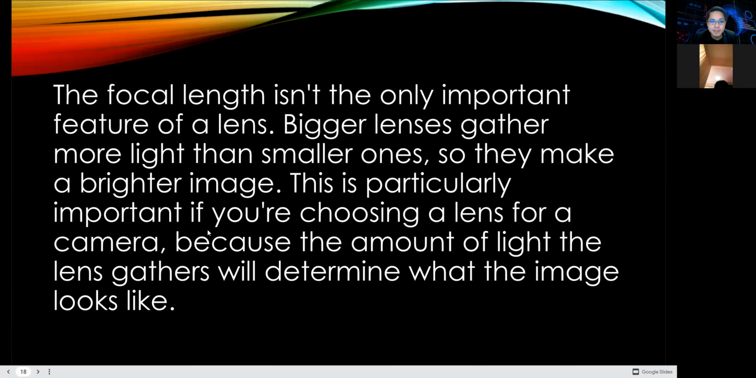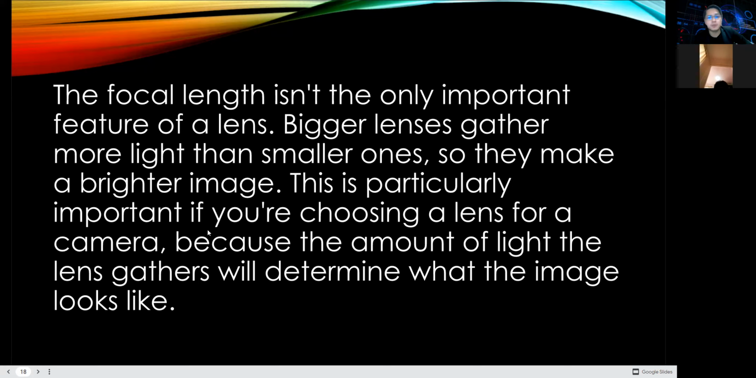The bigger the lens, the more light it gathers than the smaller one, so they make a brighter image. This is particularly important if you're choosing a lens for a camera. Correct. In a camera, if you want a clearer image, if you want the best image, you need to have a bigger lens, because the bigger lens gathers more light.